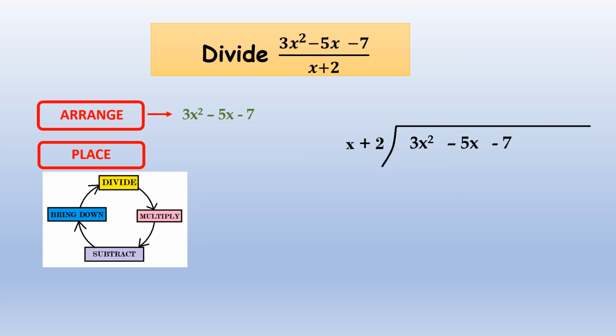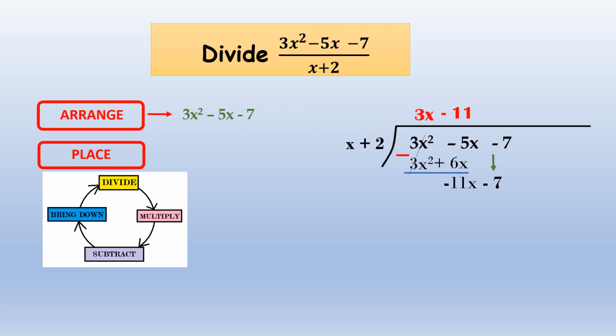3x squared divided by x is equal to 3x. 3x times x plus 2 is equal to 3x squared plus 6x. Subtract the terms. We will then have 0 and negative 11x. Bring down negative 7. Negative 11x divided by x is equal to negative 11.